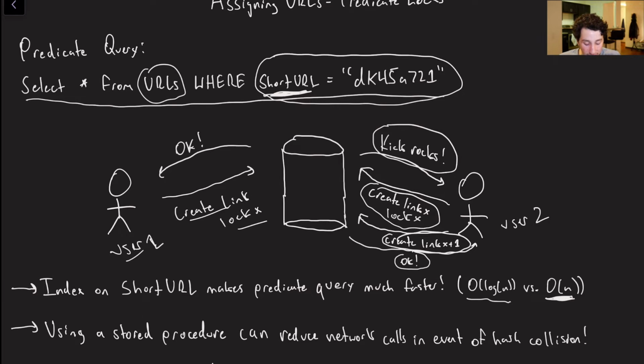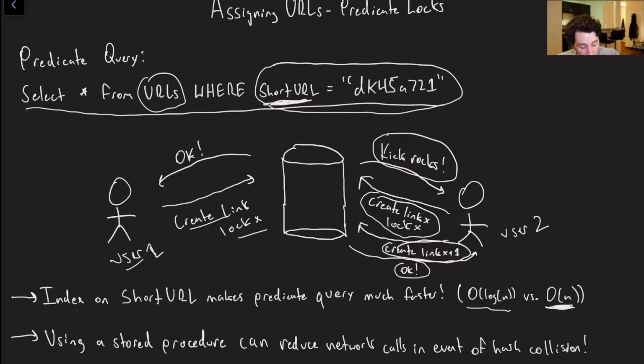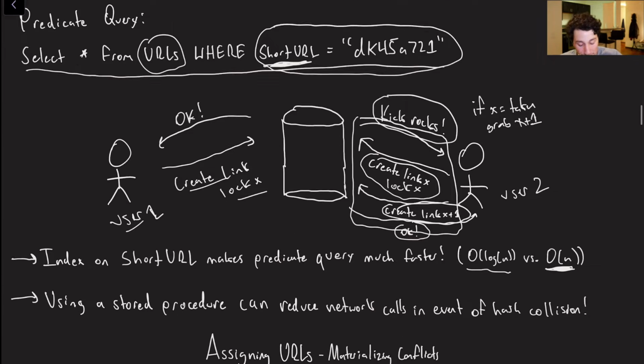Additionally, note that right over here, we've got two sets of network calls made by the guy who basically lost the race condition and now has to try to get link x+1. What we could do instead is use some sort of stored procedure or advanced database function where it's like if x is taken, grab x+1 or something like that. And that way we could maybe do all of that writing with just one network call. Perhaps it would speed things up a little bit.